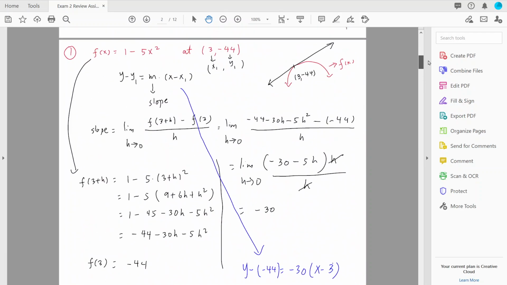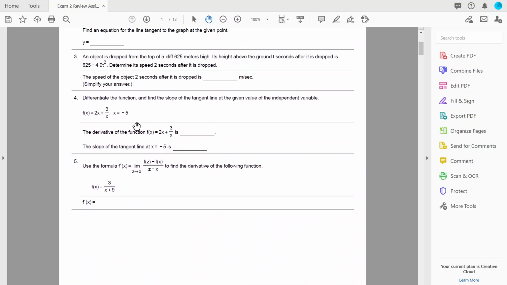So let's go back to problem 4 one more time. The first part asks you to find the derivative. We found the derivative is 2 minus 3 over x squared, and the value of this derivative when x is negative 5, that's the slope, which is 47/25.